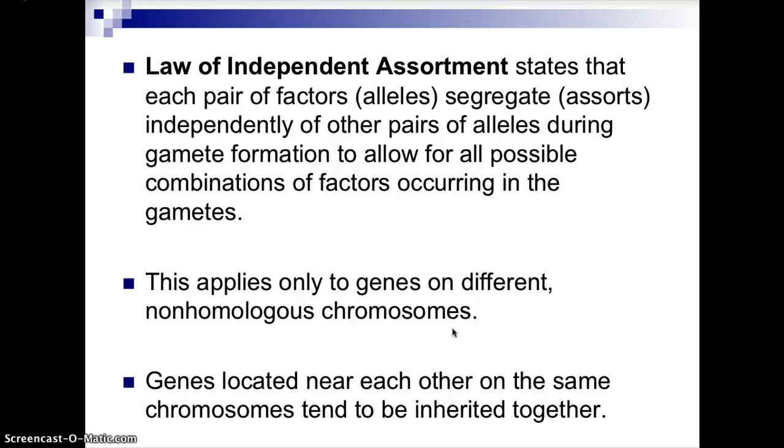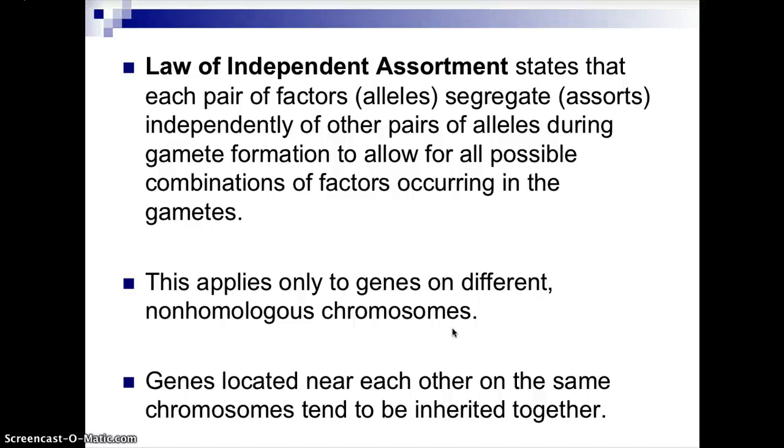And now we know in the law of independent assortment, it states that each pair of factors segregates or sorts independently of other pairs of alleles during gamete formation, gametogenesis. So this all takes into account increased genetic variation. This applies only to genes on different non-homologous chromosomes.